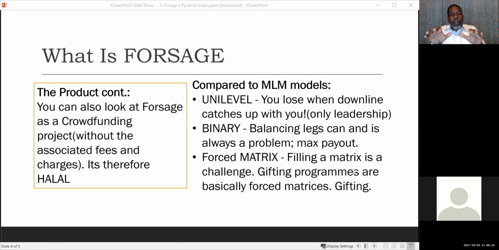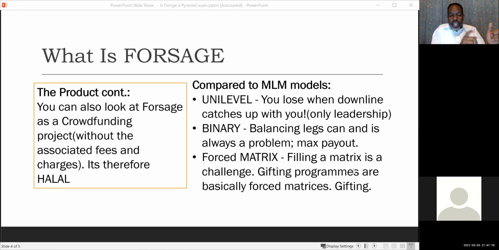Now, the challenge with the unilevel model is that whenever one of your success team, or the people that you have introduced into the multi-level marketing business, catches up with you on the same level or rank, you normally lose part of the income that you are earning from that particular individual. All right. So when they catch up with you, you lose income. And probably some of them would only pay you what is called a leadership bonus with respect to that particular person who has caught up with you in rank. So normally that is the challenge that comes with the unilevel.